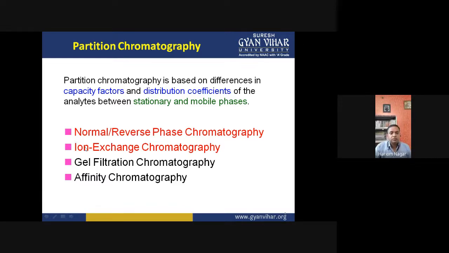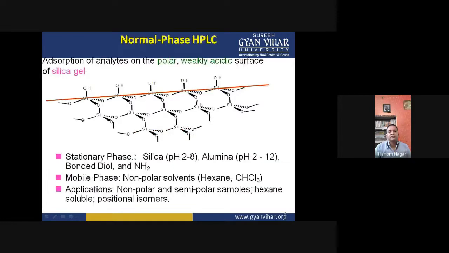Then we will discuss ion exchange chromatography. There are also other types of chromatography methods, gel filtration, affinity chromatography, etc. But in this lecture, we will discuss normal phase, reverse phase, and ion exchange chromatographic methods. So now coming to the topic, normal phase high performance liquid chromatography.